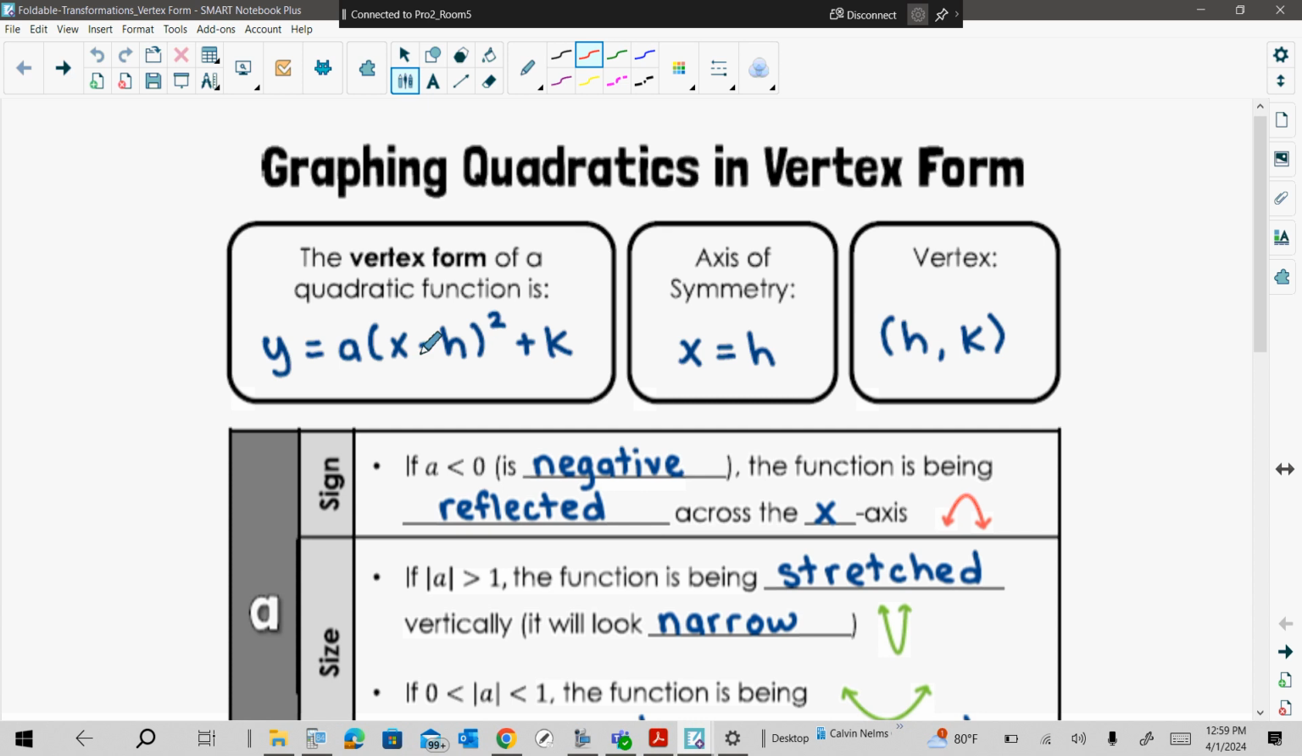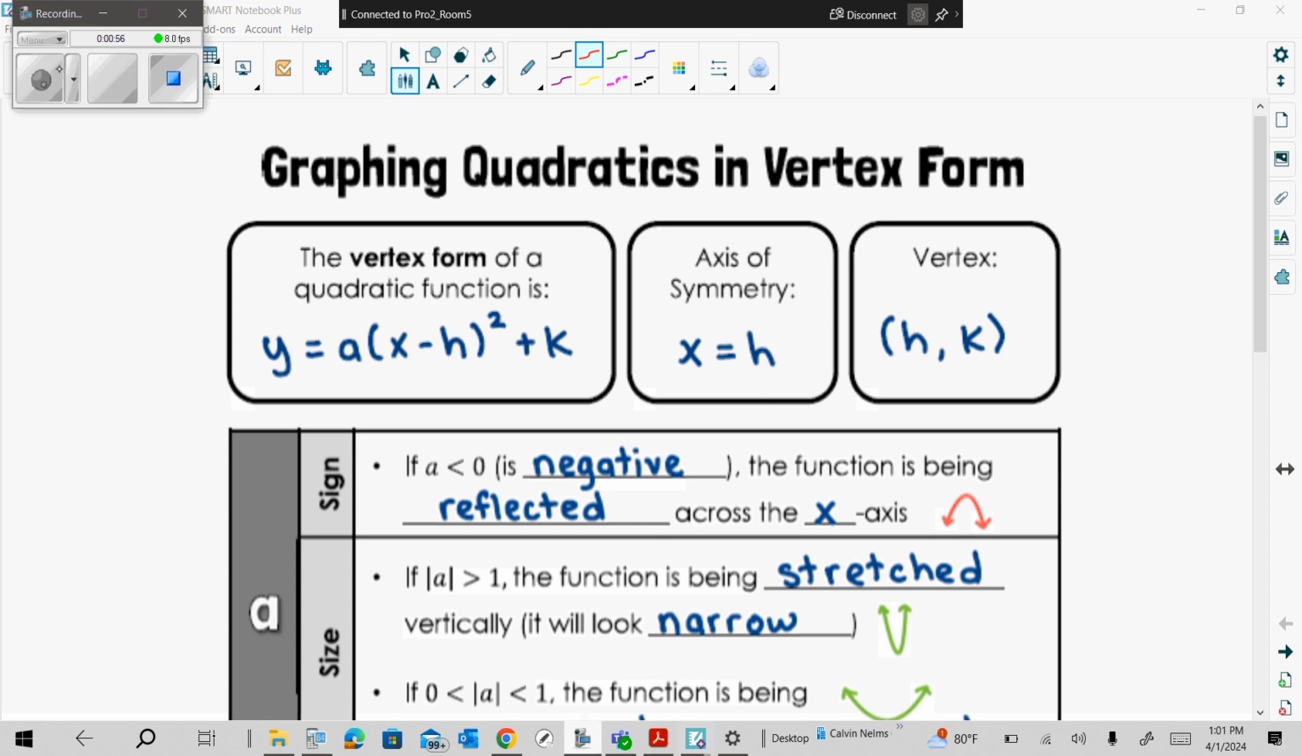Now, if it's in vertex form, you have to pay attention to two parts, the H and the K, because the H and the K represent the vertex, and that also associates with your axis of symmetry. Now, a couple things. If it's anything inside of parentheses, a grouping symbol, and I take it out, I have to do the opposite to take it out. Okay? I know this form says minus H, so you can think of it like a negative H. But when I come over here to make the H positive, I need to do the opposite.